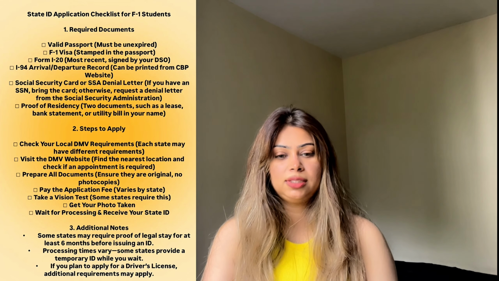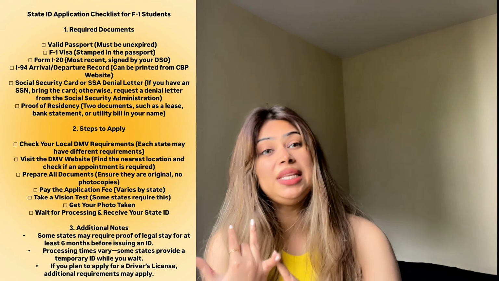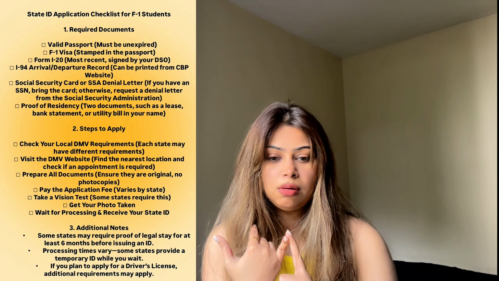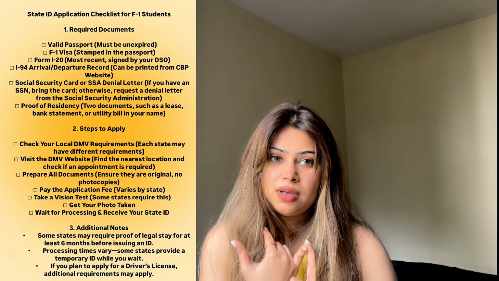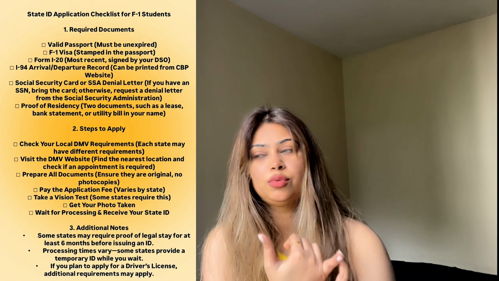Here are some documents that you need while applying for the state ID. That is your passport and the visa, and I-20, your recent I-20, very important. And third is your proof of residence. So these 3 things you need to carry while going for the state ID. Your recent I-20 must be there with you, and your original passport.